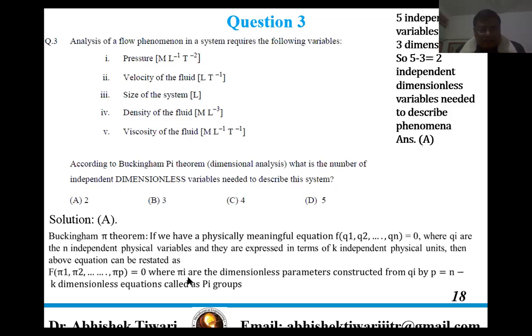equal to 0, where the pi i are the dimensionless parameters constructed from the qi by p equal to n minus k dimensionless equations called pi groups. So n minus k, that is 5 minus 3, is equal to 2 independent dimensionless variables required to restate this equation. So the correct answer is option A.